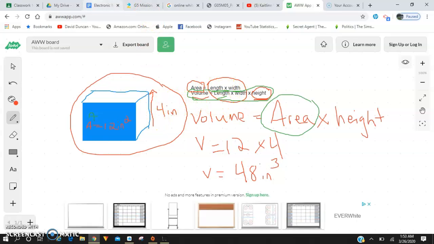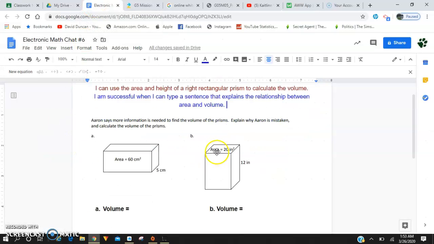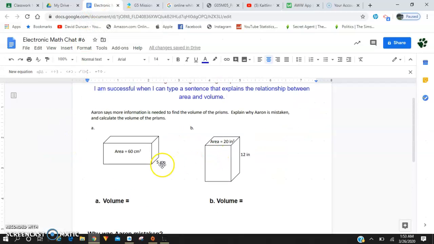So with that being said, I'm going to jump back over here to your guys' assignment for this math chat. It says, Aaron says more information is needed to find the volume of the prisms. Explain why Aaron is mistaken and calculate the volume of the prisms. So here is prism A and here is prism B. In order to calculate the volume, we have area and we have, it looks like it's kind of width, but we'll say that's height. And we also have area up top here and height.